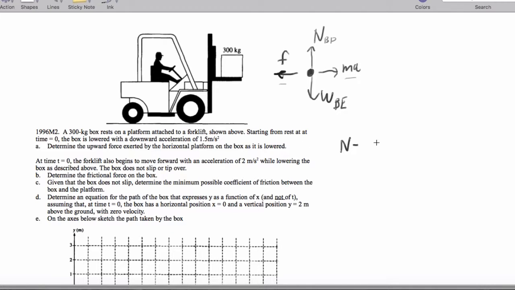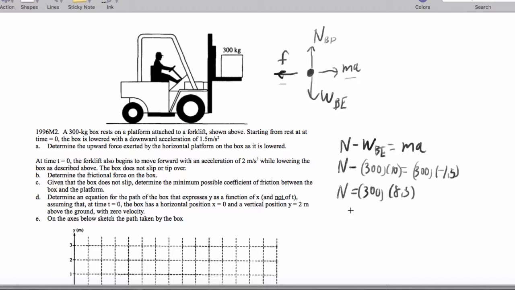So here we're going to say normal minus the weight of the box is the mass times the acceleration because they don't bounce. And that's a downward acceleration. So we'll say normal minus 300 times 10 equals 300 times this negative 1.5 meters per second squared, because that is a downward acceleration. And so what this tells us is that the normal force ends up being 300 times 8.5 meters per second squared, which ends up being 2,400 plus another 150. So we get 2,550 newtons worth of normal force in part A.